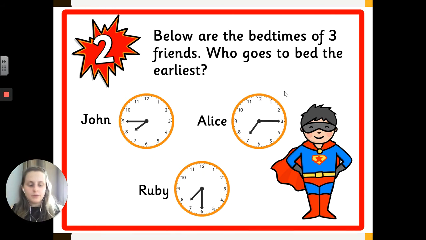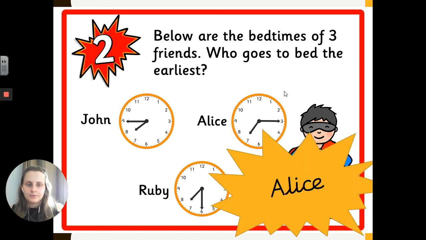Okay, so let's get ready for our answers. So Alice goes to bed the earliest. John goes to bed at 7:45. Alice goes to bed at 7:15, and Ruby goes to bed at 7:30. So Alice is earliest, then Ruby, and then John.